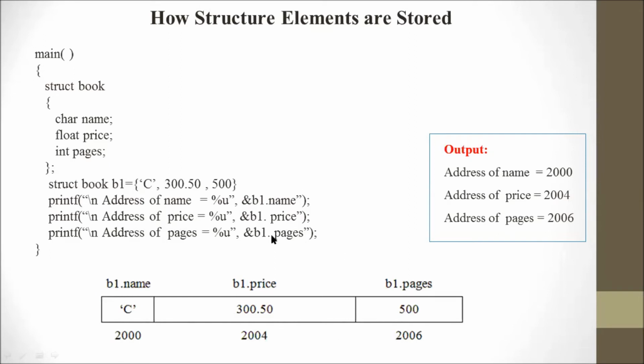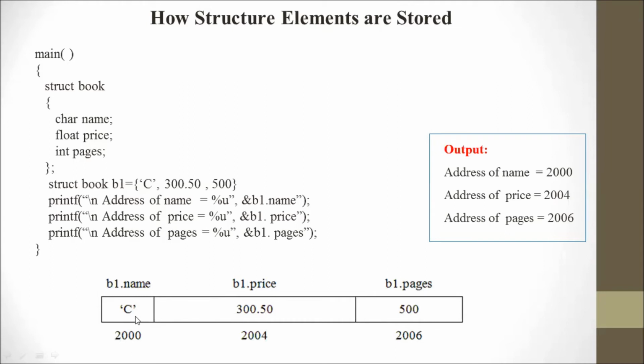And how are structure elements stored in memory? So this will print C, and this is the price, and this is the page number. So this is the actual value of the structure elements, and this is the address.